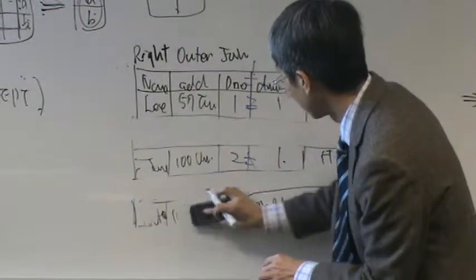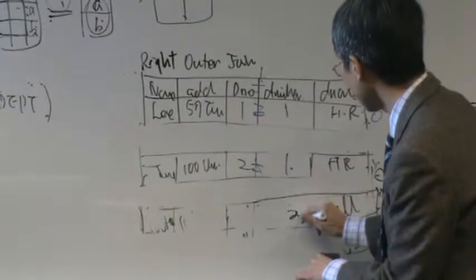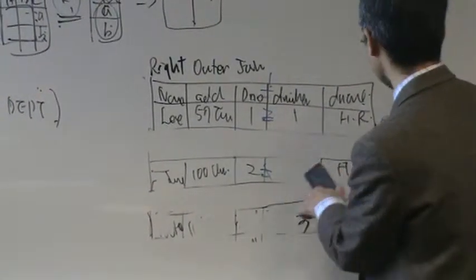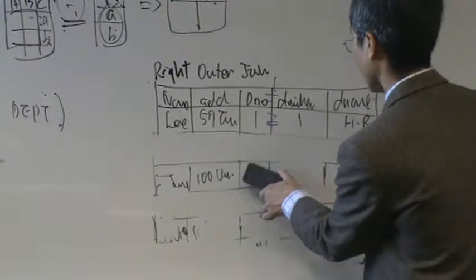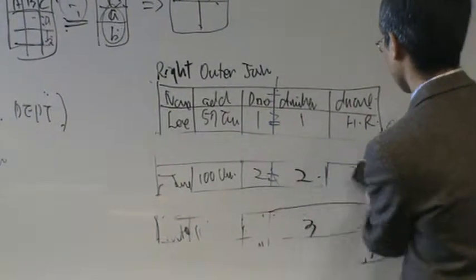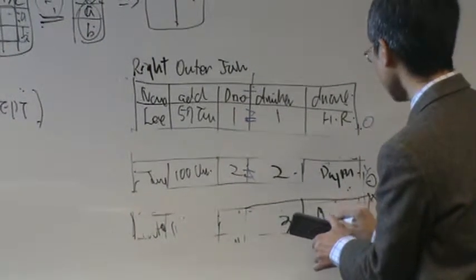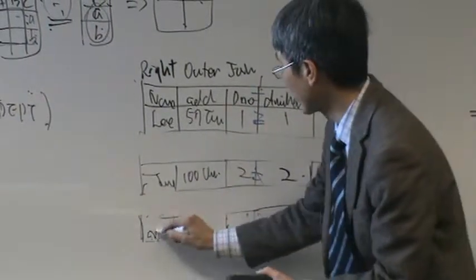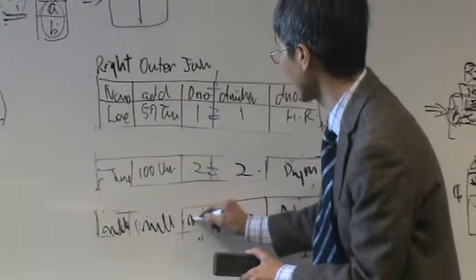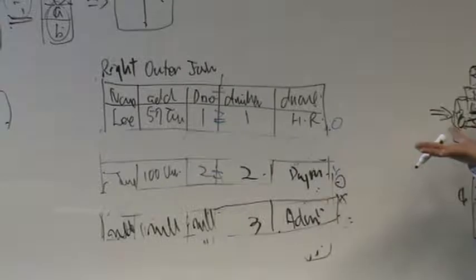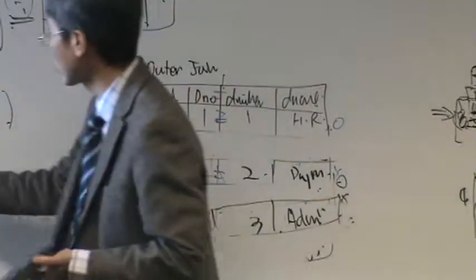I think this one should be returned. So 2. This is a payroll. 3 and admin. This one will be null. This one will be null. This one will be null. Like that. This is a right outer join. So right outer join, we can use this side.